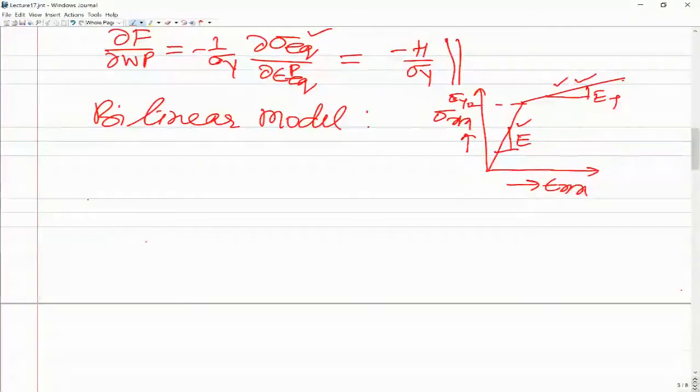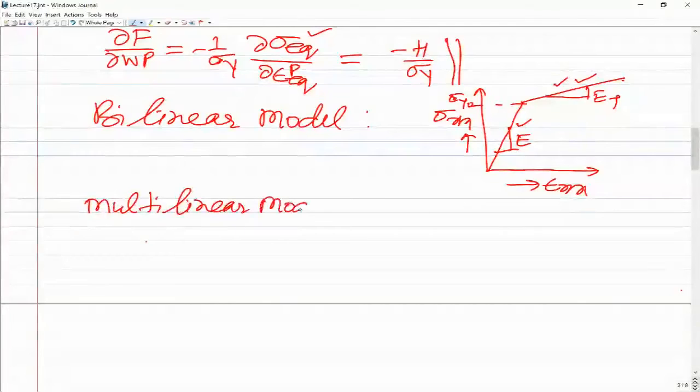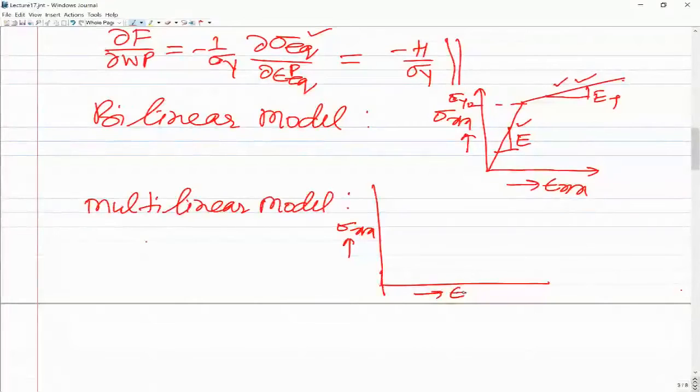Then there is a multilinear model. So in the multilinear model, what is done is you have this stress strain curve. Here you have say sigma xx. We are approximating the actual stress strain curve which we get experimentally into multiple straight lines. So one initial is the elastic, and then you have this, this. Now you can have a still higher slope. So like that you can approximate into different straight lines.